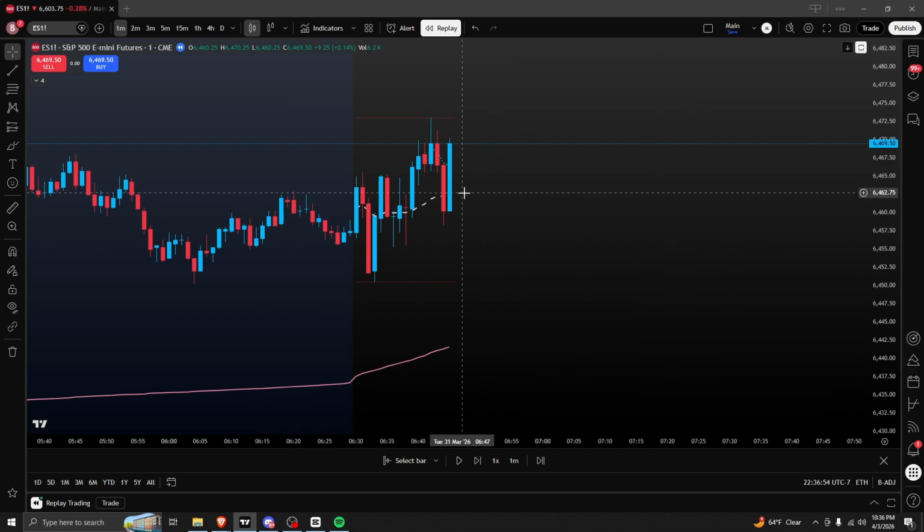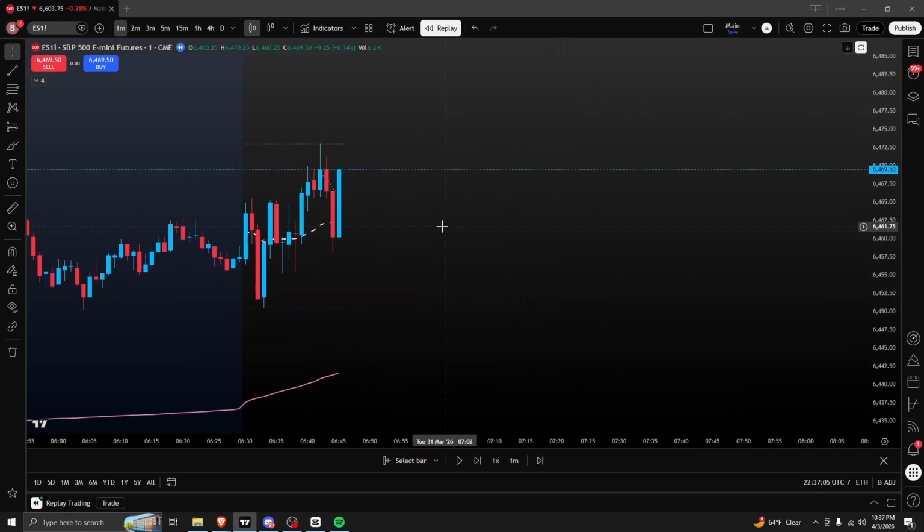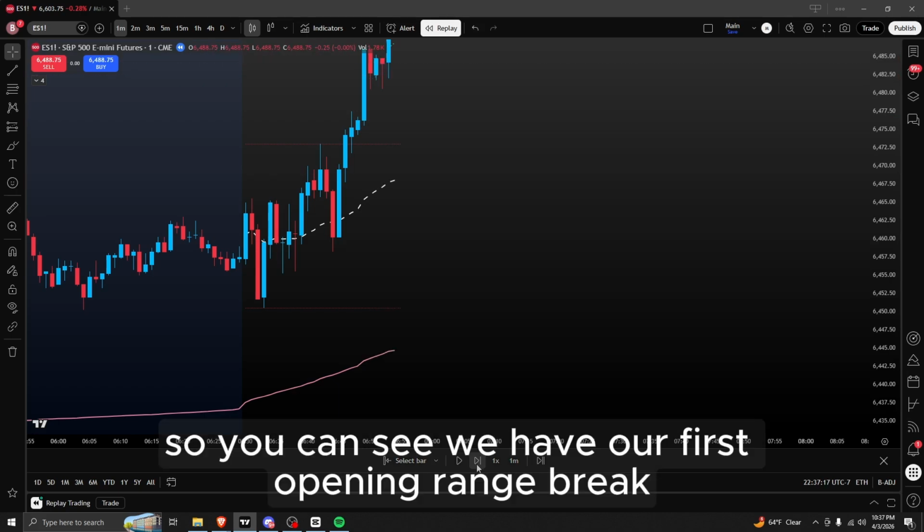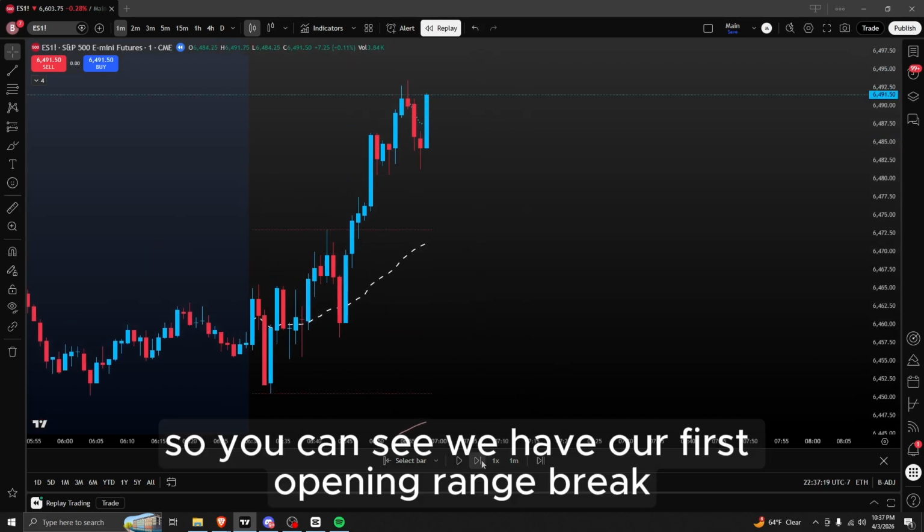Let's say price moves a little bit below VWAP, and then we try to get in on puts, but then after we get into puts, we see that price shoots up. Then that trade would be invalidated. I am out. And remember, if you don't know where you're wrong in a trade, then you have no business being in a trade. So you can see we have our first opening range break.